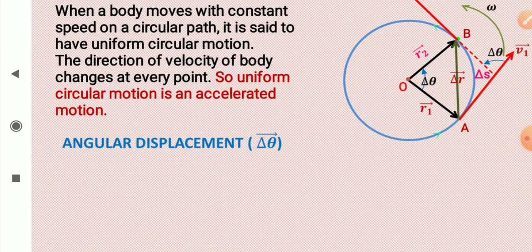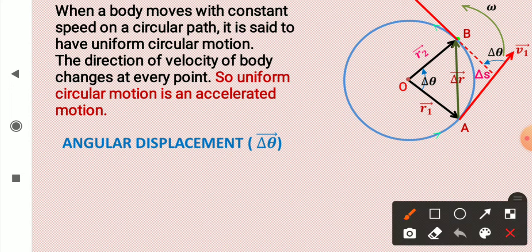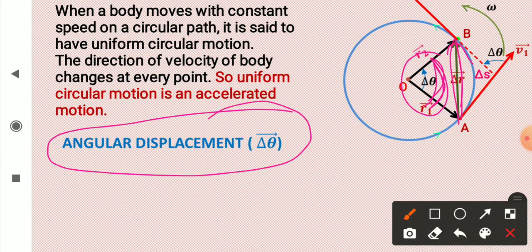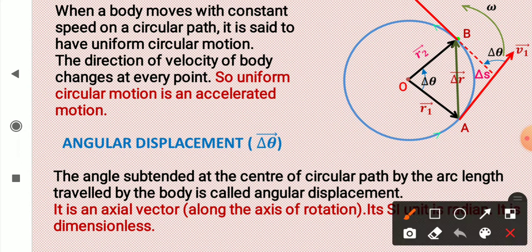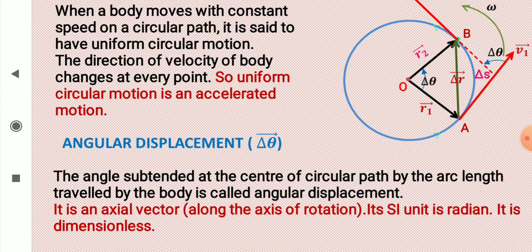First one is angular displacement. Now ये आपको linear displacement दिख रहा है delta r, but ये जो angle है at the center, this angle is called angular displacement, right? So now angle subtended at the center of circular path by the arc length traveled by the body is called angular displacement, right?